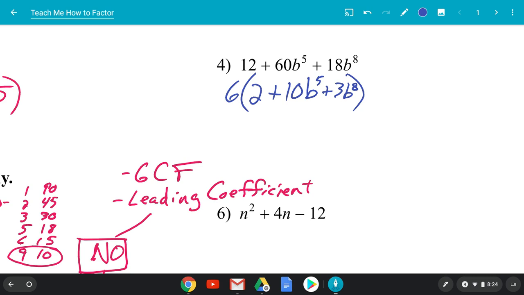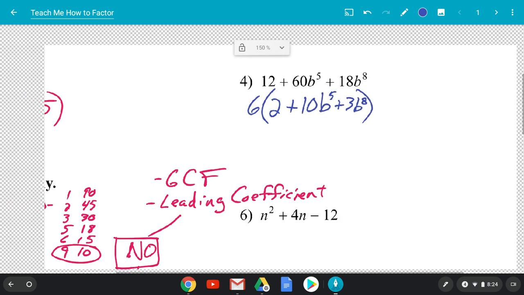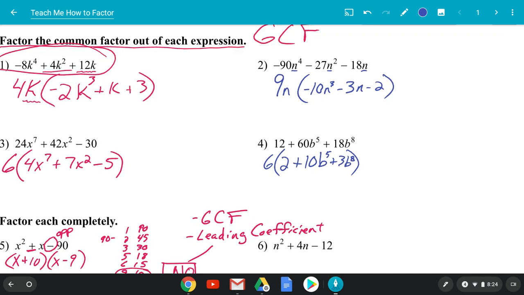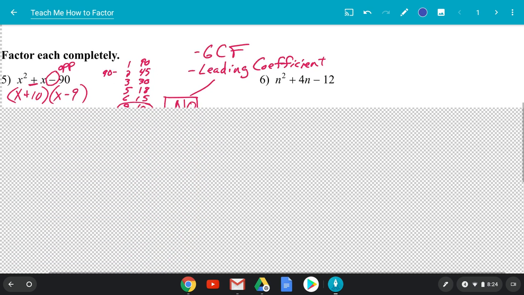Yes, ma'am. Could you have used negative 9? Yeah, absolutely. Could have pulled out a negative 9n, and then you would have had 10n cubed plus 3n plus 2. That would be acceptable as well. Depends on what you're doing there. Sometimes you want to pull out the negative, sometimes you don't. Just depends on what it is you're doing. Good point, Blessing.